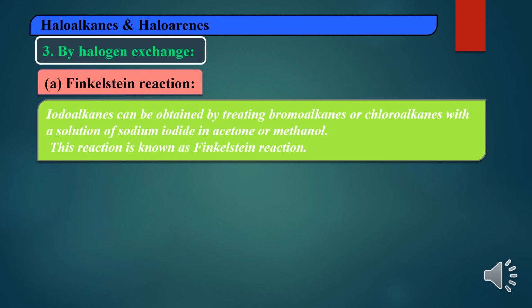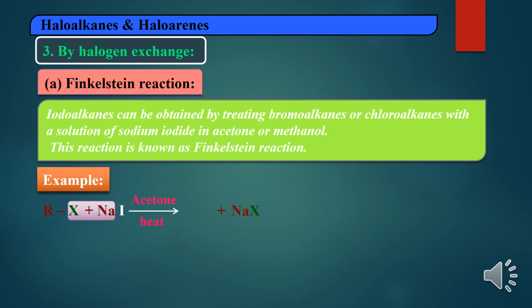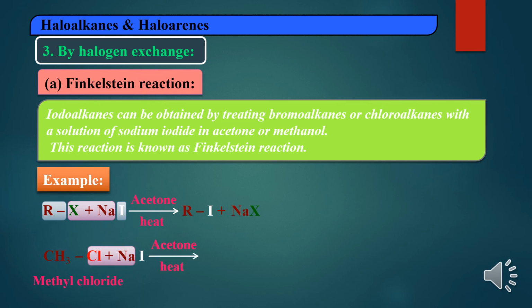Iodoalkanes can be obtained by treating bromoalkanes or chloroalkanes with a solution of sodium iodide in acetone or methanol. This reaction is known as the Finkelstein reaction. Take an example: an alkyl halide, bromoalkane or chloroalkane, reacts with sodium iodide in acetone or methanol on heating, and alkyl iodides are obtained with sodium halide as byproduct. For example, chloromethane reacts with sodium iodide, the product is iodomethane or methyl iodide, and sodium chloride is the byproduct.